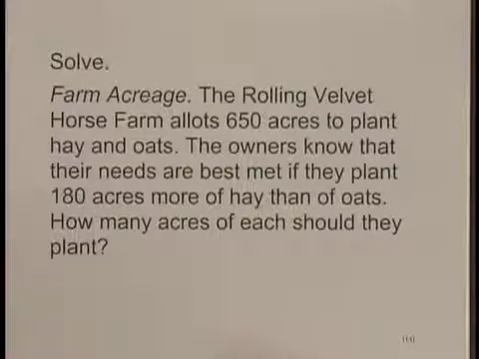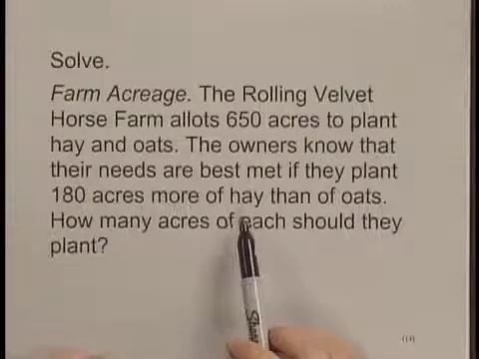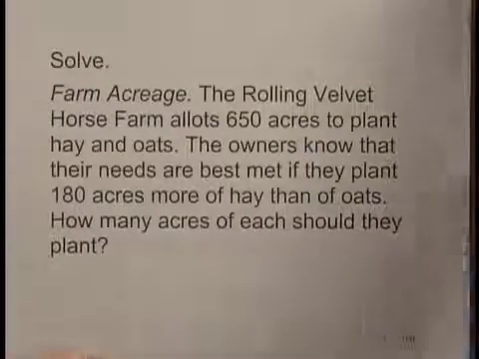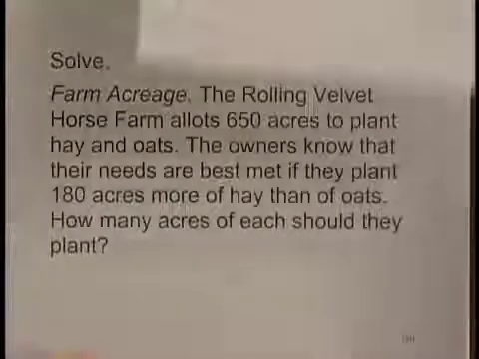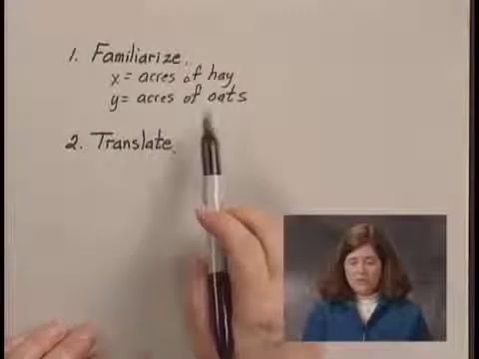We'll approach this problem using our 5-step problem-solving strategy, and the first step is to familiarize ourselves with the situation. Reading it carefully, we see that we need to know how many acres of hay should be planted and how many acres of oats. So let's let X equal the number of acres that we plant of hay, and we'll let Y equal the number of acres planted of oats.